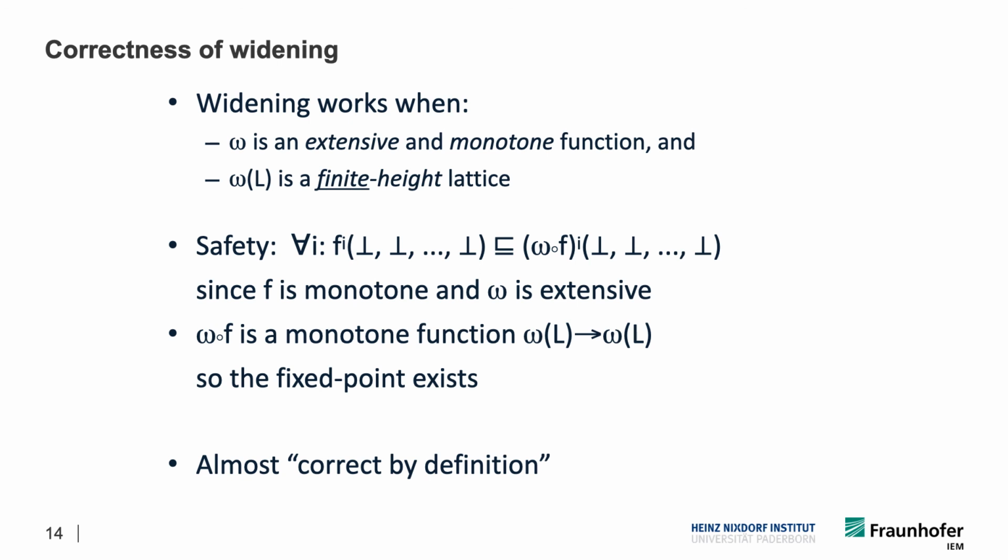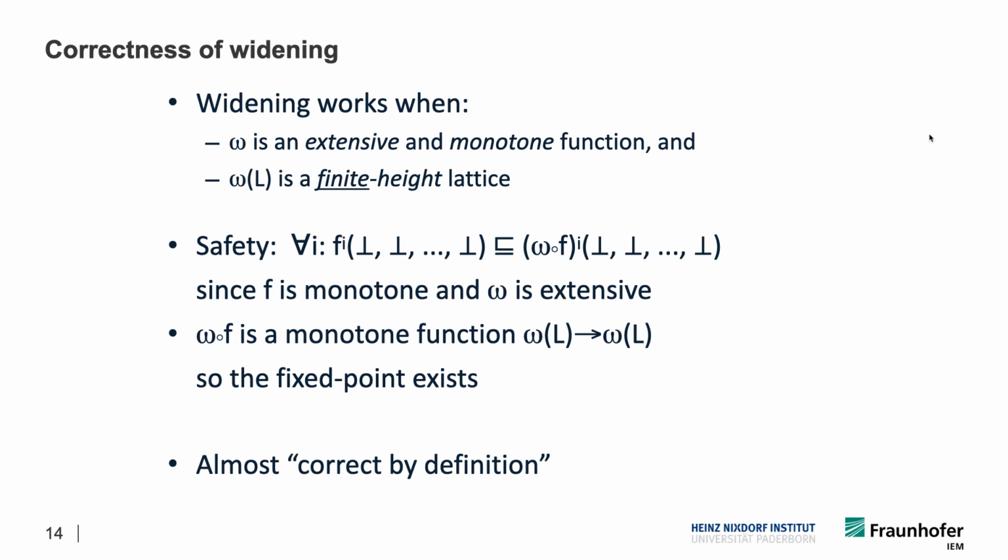Widening is an adaptation of the flow functions that we saw earlier. So you obviously have to wonder, is this actually correct what we are doing? Is this always still guaranteeing you a sound result? But in general, it works whenever your function omega is an extensive function. So that means it's really defined on the entire lattice. And it's also monotone. And importantly, now omega of L is a finite height lattice. So sorry, omega of L is a finite height lattice. That's the entire point, right? That this time we are really moving to something that is finite.